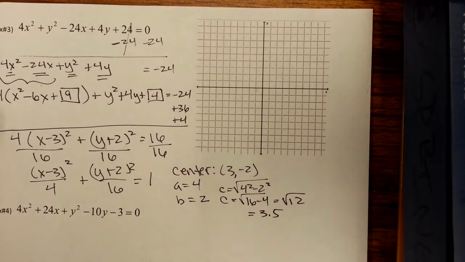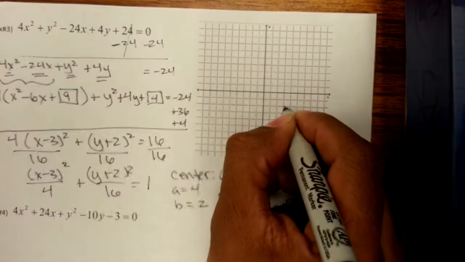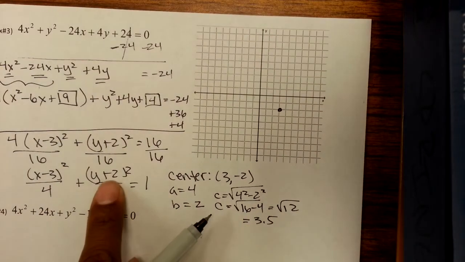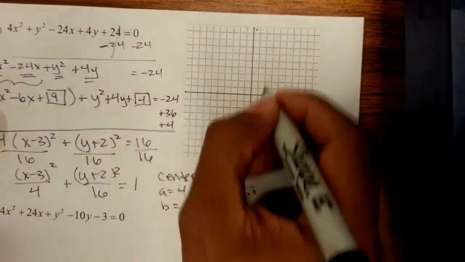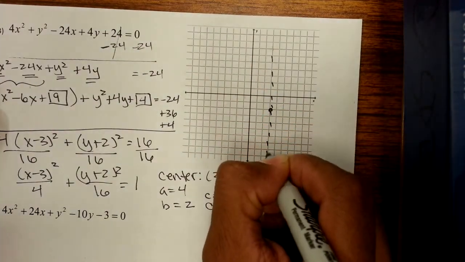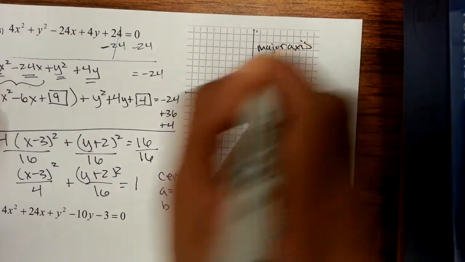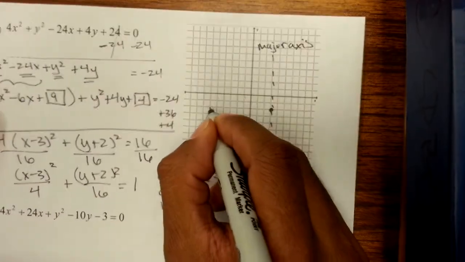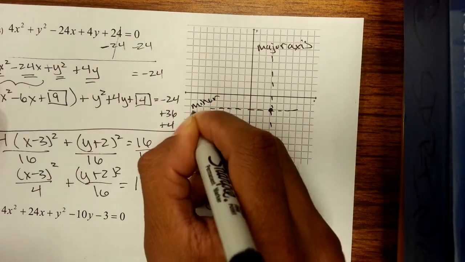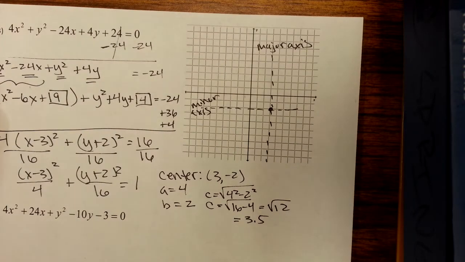Now we can start graphing. So let's put our center. Our center is 3, negative 2. So 1, 2, 3, 1, 2. There's our center. Now, because the bigger denominator is underneath y, that means we're going to have a vertical major axis, or vertical ellipse. So here is my major axis. My minor axis is going to go horizontally. So minor axis. And we can start counting to get our ellipse.